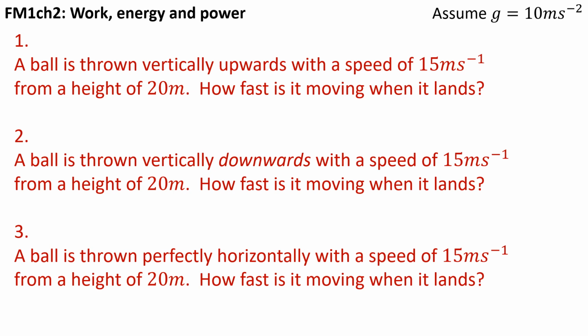For the third one, this might be a little trickier. You'll have to think separately in terms of horizontal motion and vertical motion. Throw the ball horizontally, so perfectly sideways, with a speed of 15 meters per second. Still from a height of 20, eventually the ball will land. How fast will it be moving when it lands? Pause, have a go at these questions, and then come back and we can compare answers. Just remember to use g equals 10 to get nice, easy, round numbers for your answer.